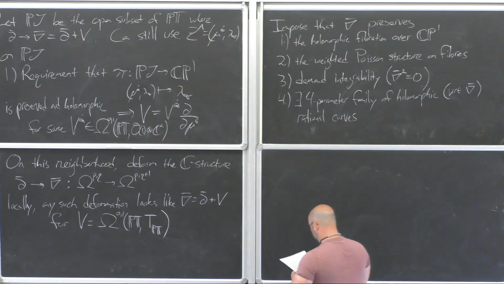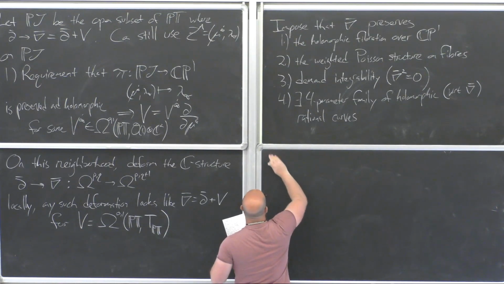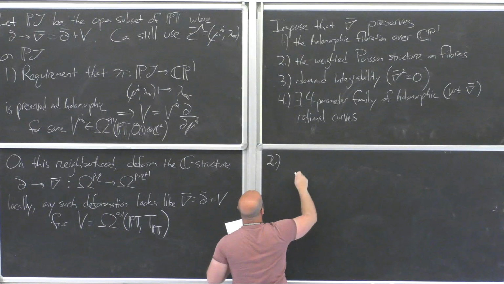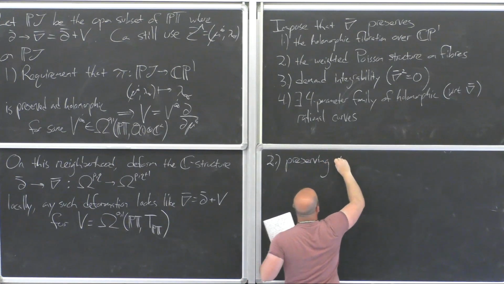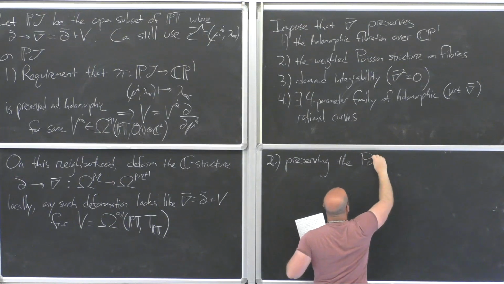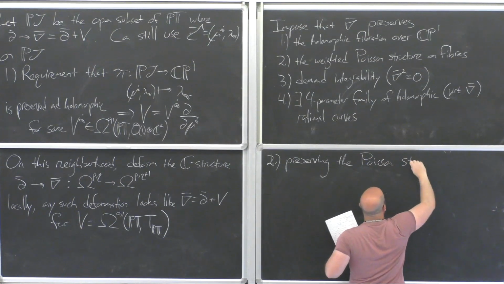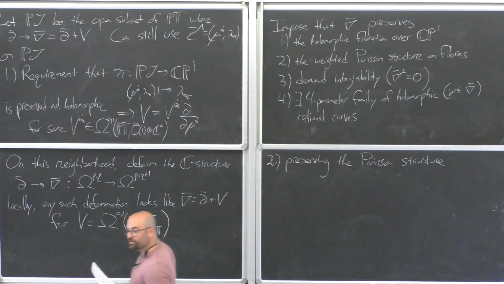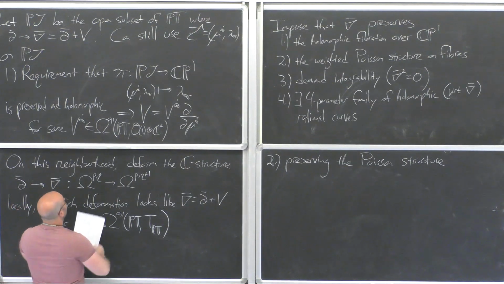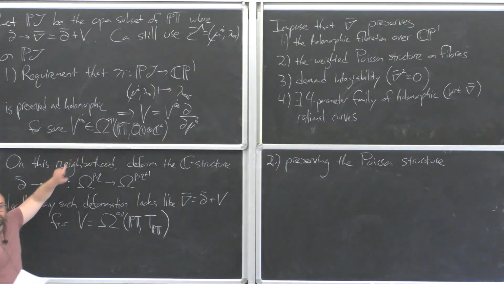Okay? So then, requirement 2 of preserving the Poisson structure on the fibers of this projection. Simone has been telling us about this in his lectures. This is the requirement that this vector field be Hamiltonian with respect to the symplectic structure that's dual to that Poisson structure.